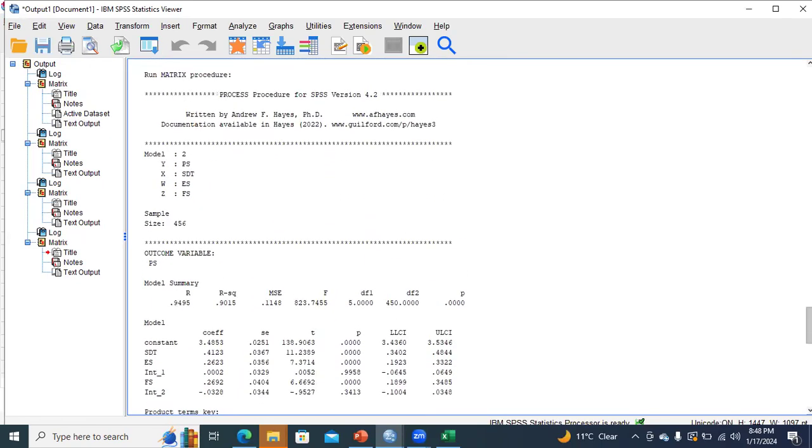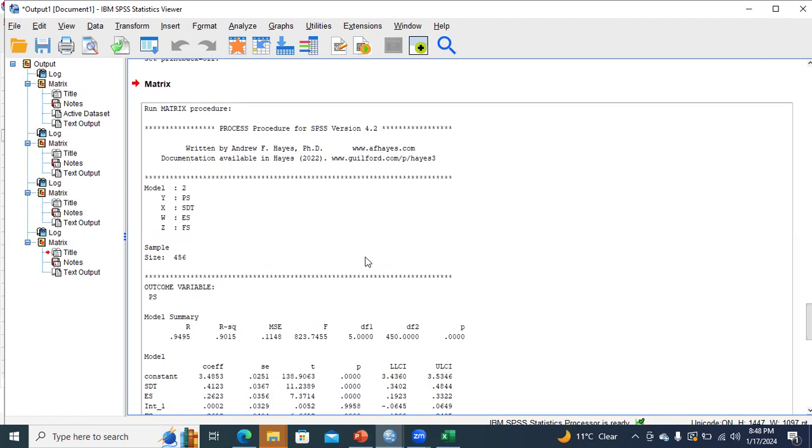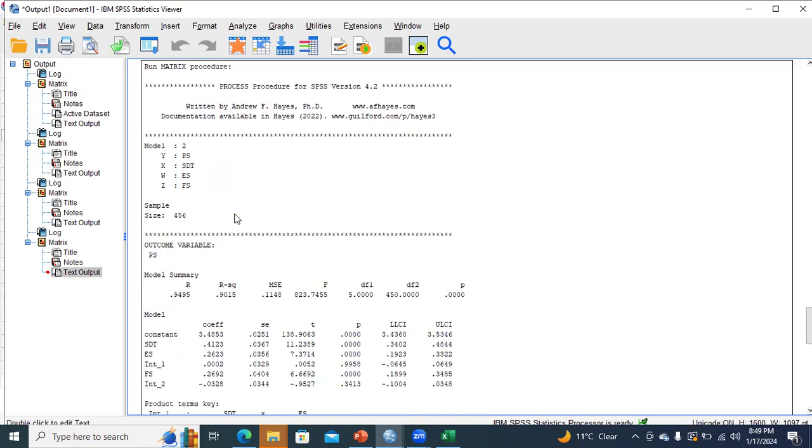So here it is. First of all, you need to see your model. Model number 2. Your dependent variable is project success. Your independent variable is short duration training. Your first moderating variable is ES, your second moderating variable is FS. Both are continuous variables. The sample size is 456.